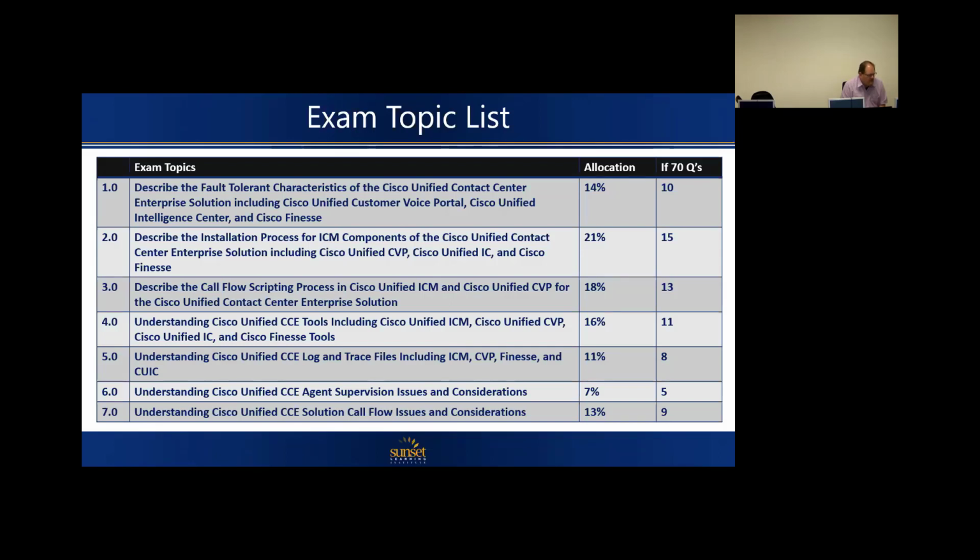The biggest one is the second topic, describe the installation process for ICM components. When you see the list of documents, you would understand why that's such a high rating. The smallest amount of weighting is topic 6, where there are only 5 questions, understanding the agent supervision issues and considerations. But you can see it's fairly evenly dispersed beyond that.